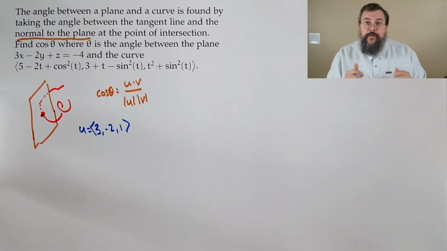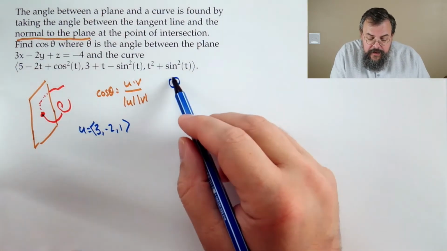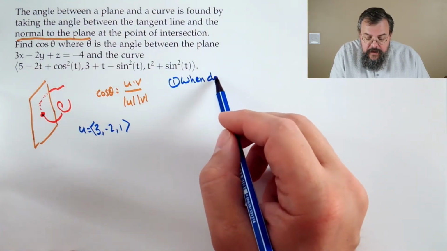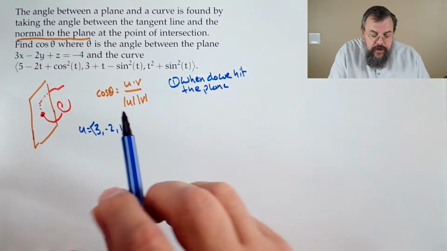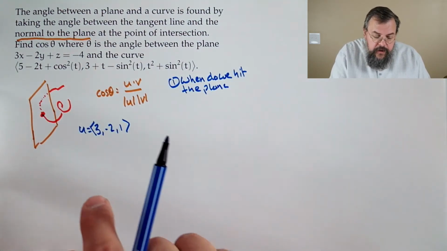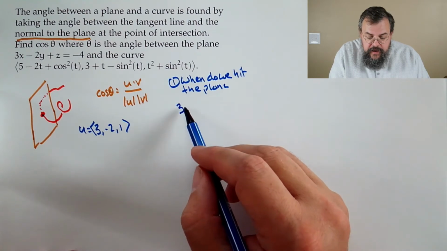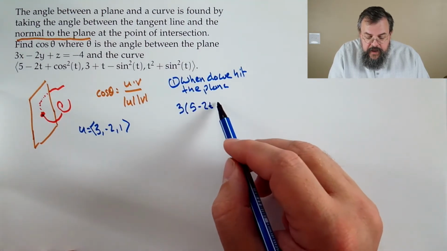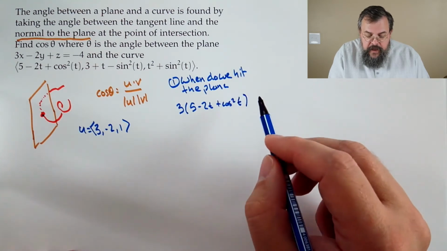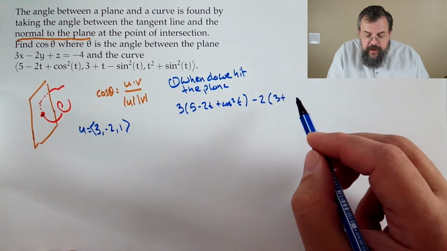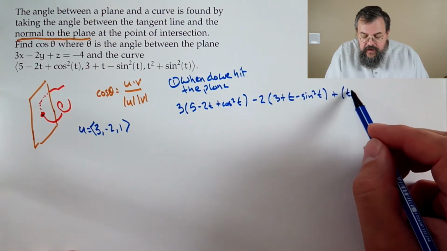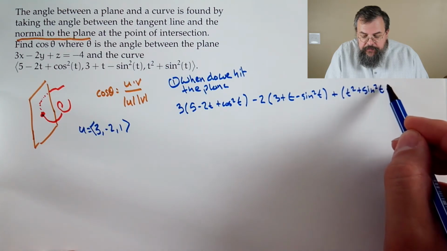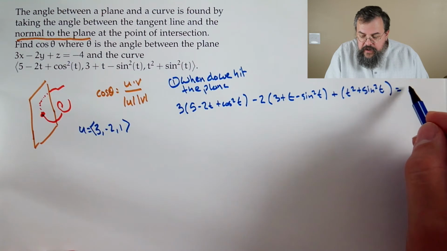So let's do step 1. When do we hit the plane? Okay, so 1, when do we hit the plane? Well, for that, we say, look, we know x, y, z, so we'll plug it in. So we have 3 times 5 minus 2t plus cosine squared t, minus 2 times 3 plus t minus sine squared t, plus t squared plus sine squared t is equal to -4.